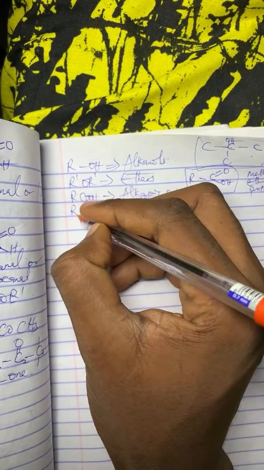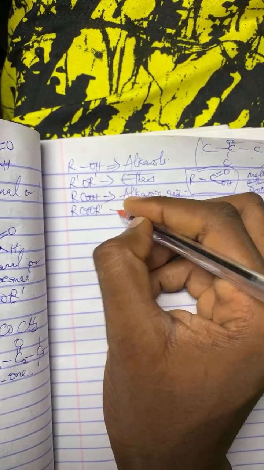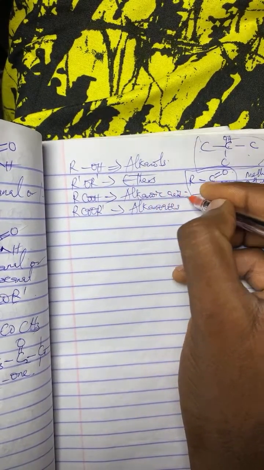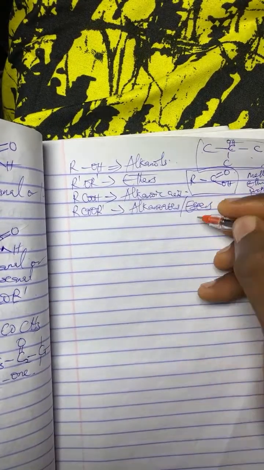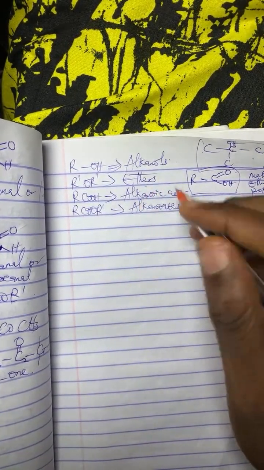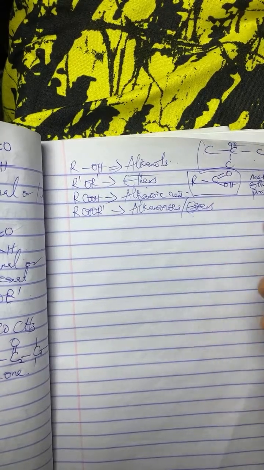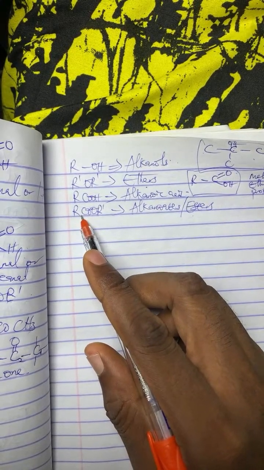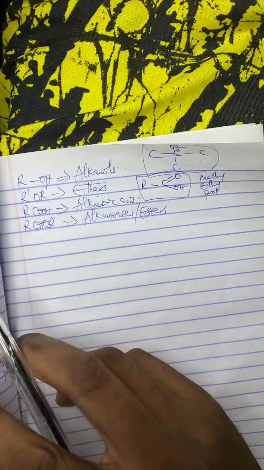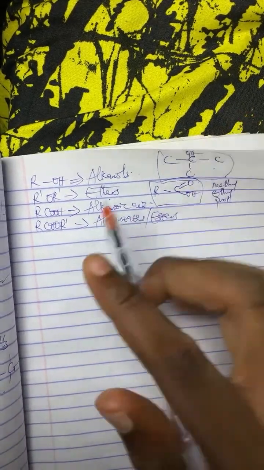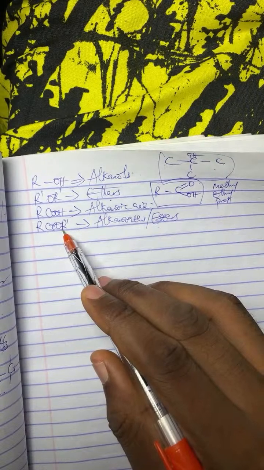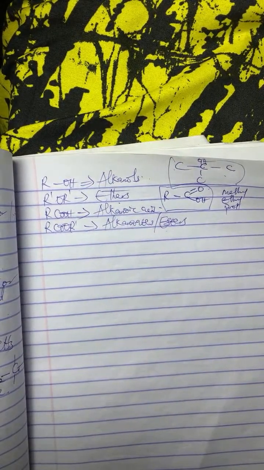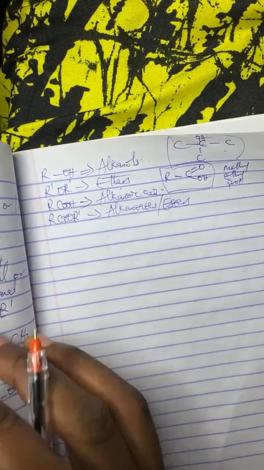I told you we also have something like RCOOR prime, which are alkanoates, or what? Esters. This is ester. This one is ether. There is a difference between both of them. And I told you that when we are naming esters, we start from the back. Do not forget, please, in God's name, I beg you. Even if someone is pushing you to forget, do not forget. You start naming from the back.